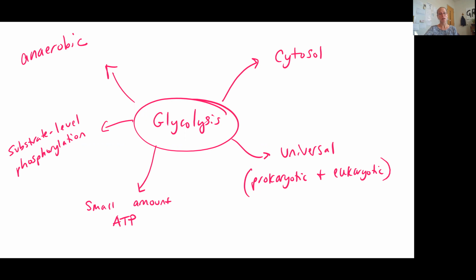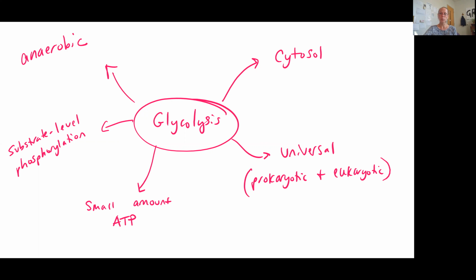All cells, whether they're prokaryotic or eukaryotic, have cytosol, and so that makes glycolysis a universal process. We don't need any specialized organelles in order to perform glycolysis. We just need what are called glycolytic enzymes. So we will see glycolysis in both prokaryotic and eukaryotic cells, all the way from domain Archaea and Bacteria up through domain Eukarya.